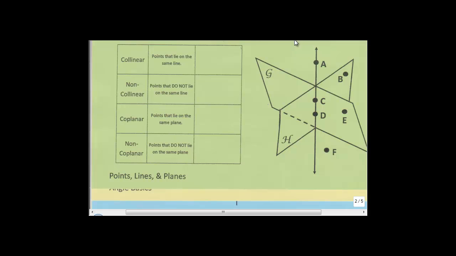Collinear are points that lie on the same line. So whenever we look at our line, the points that are on our line are A, C, and D. So our collinear points are A, C, and D. And you only need 2. So you could say collinear points are A and C, collinear points are C and D, collinear points are A and D, whichever. But those 3 are the ones that are collinear in our picture. But you only technically need 2 points.